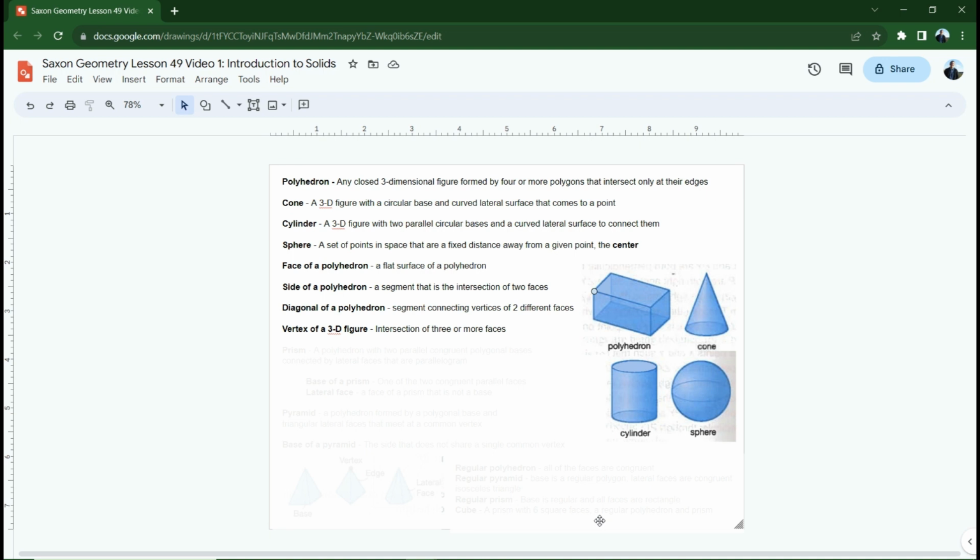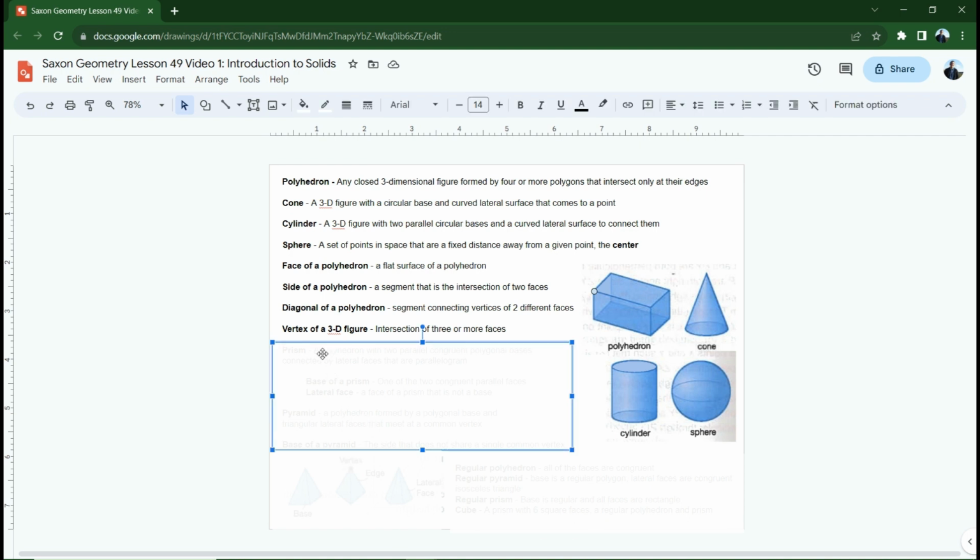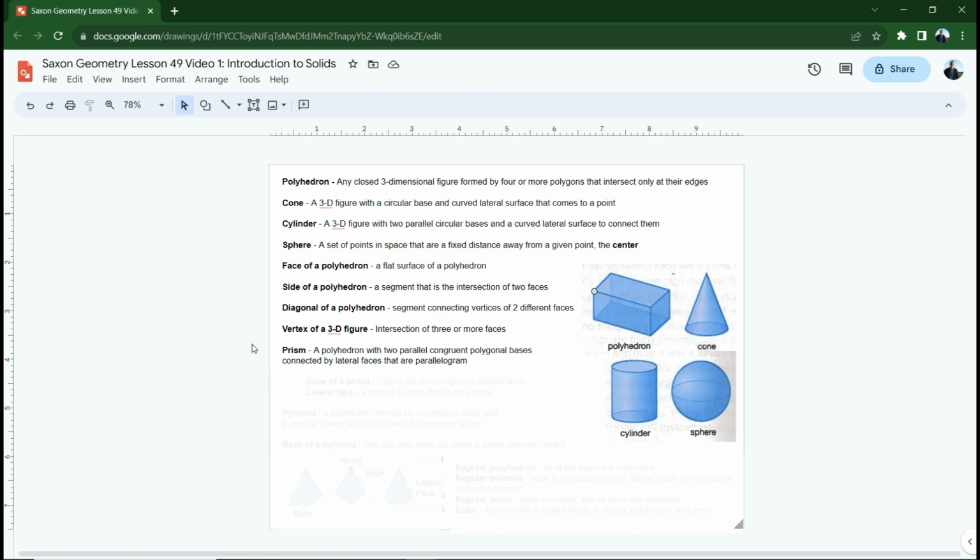All right, next, we're going to talk about some specific examples of polyhedra. Notice I've named what a polyhedron is, but I haven't given you any specific names of them. The first one we're going to talk about is a prism. Okay, a prism is where geometers go if they break the law. No, a prism is a polyhedron with two parallel congruent polygonal bases connected by lateral faces that are parallelograms.